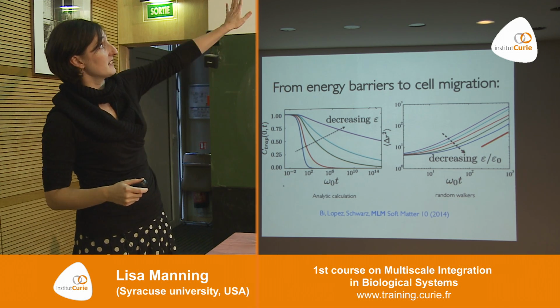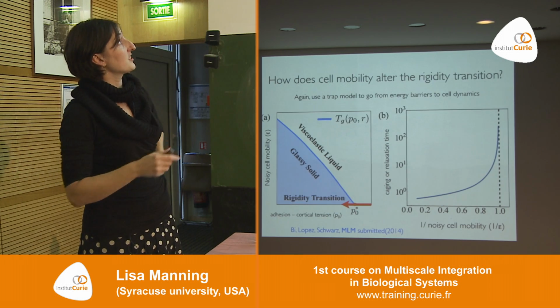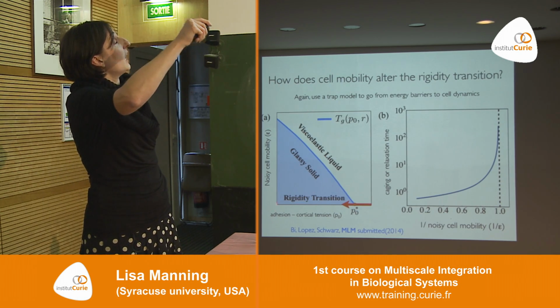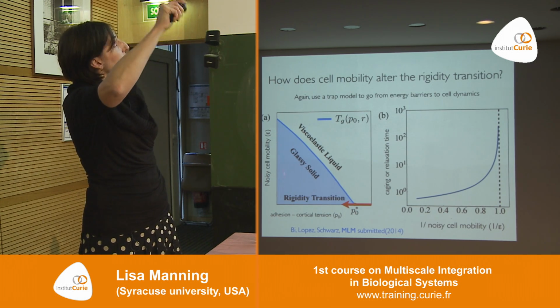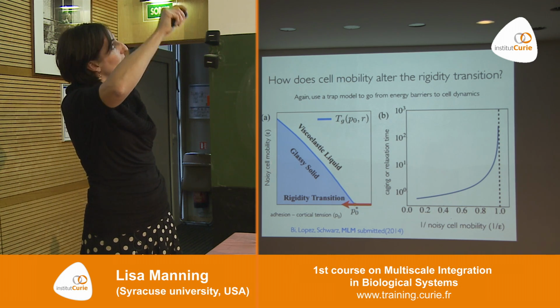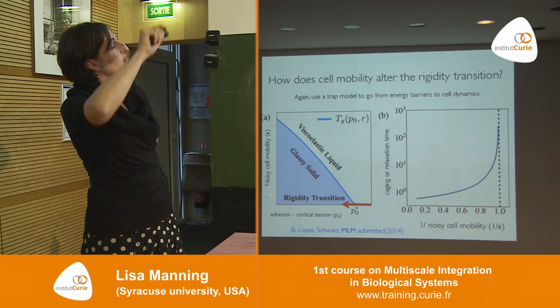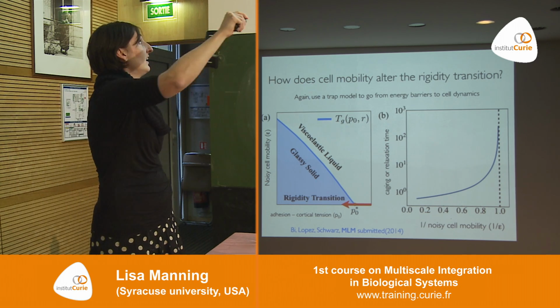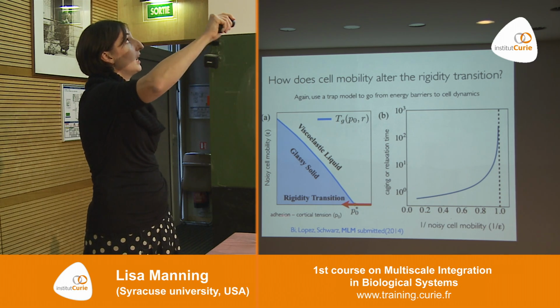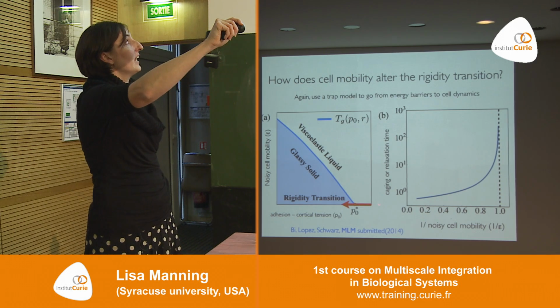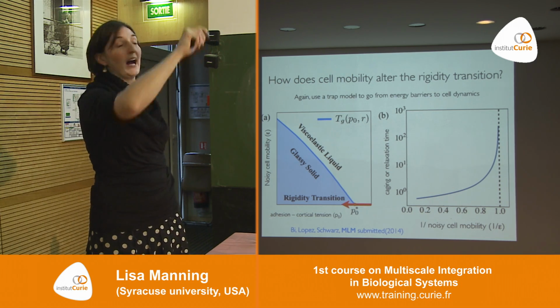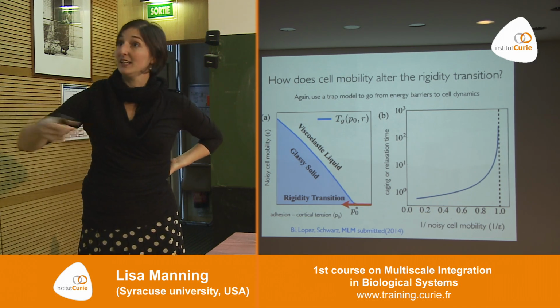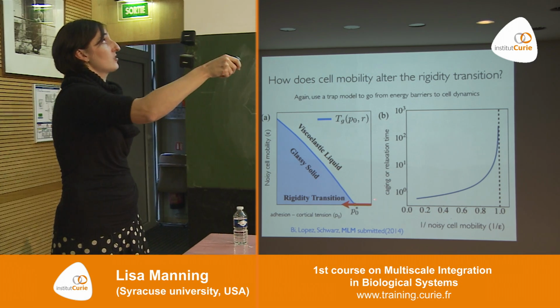But we can also, I think this is less interesting. What's more interesting is we can actually then make a prediction for what happens if I have a noisy cell mobility. So this is sort of what happens as I increase the cell mobility on this axis versus what happens when I change P naught on this axis. And so again, if I'm on this axis, this is what happens at zero mobility, and I go from being a liquid to a solid.